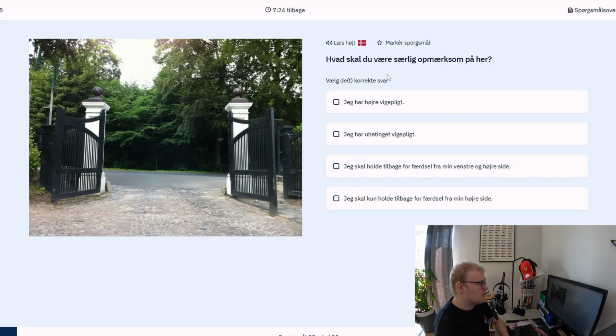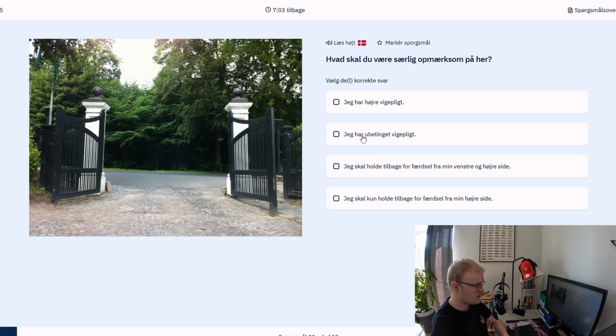What do you have to be observant of here? I thought the people to the right had the right of way. They don't, because this is a clear underdominant road. I don't know what we will call it, but this road is less important than the road out here. So the people out here have the right of way. I have to hold back for anyone crossing here.